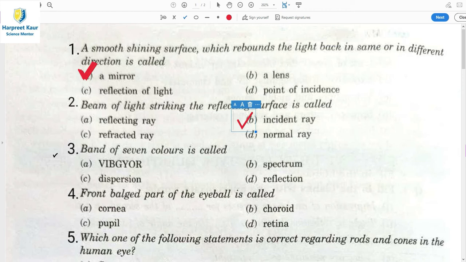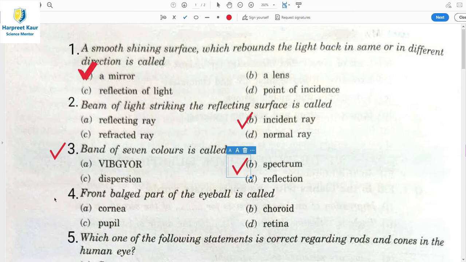Then question 3, band of 7 colors is called. So what is the band of 7 colors called? Option B, this we have done earlier also, spectrum. It is called spectrum. Option B is the right answer.